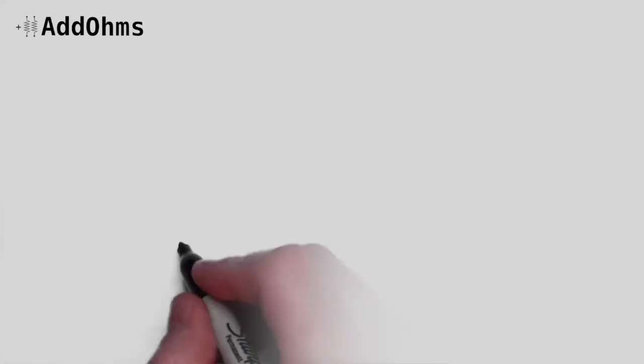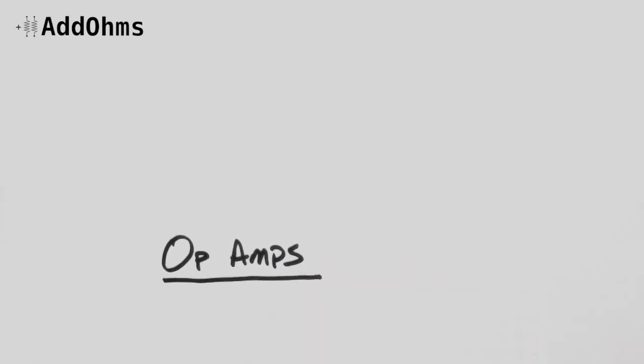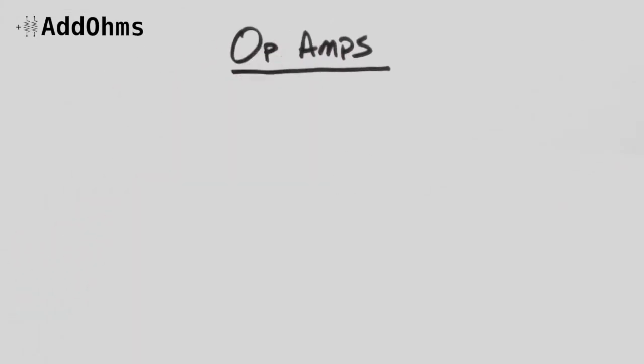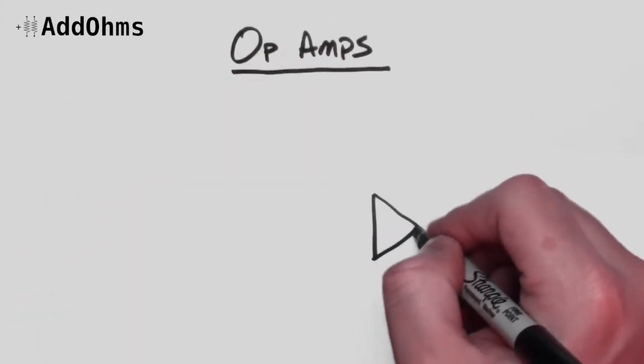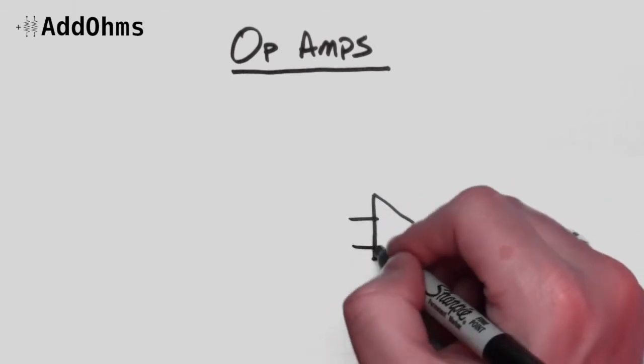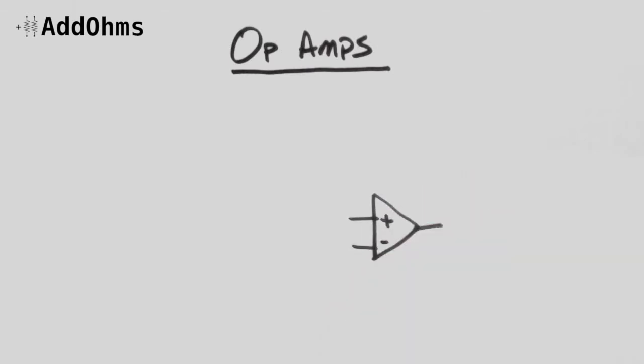Moving on, we're going to take a look at op-amps. They're also known as operational amplifiers. The base of the symbol is a triangle. The output is drawn to the right, while the inputs are drawn on the left. Here the plus sign means non-inverting input, while the minus sign means inverting input.